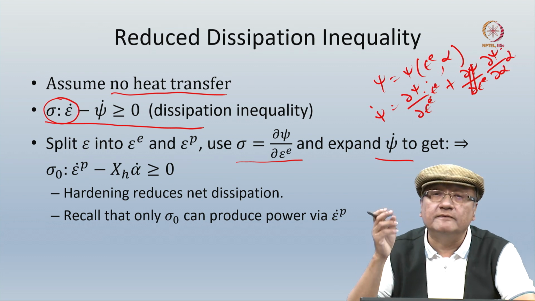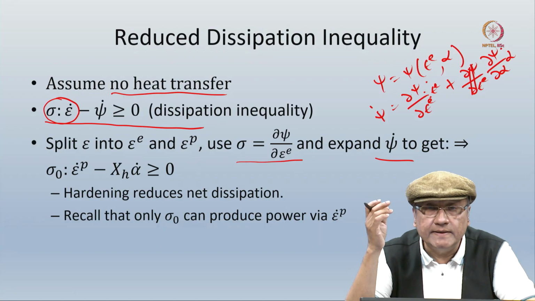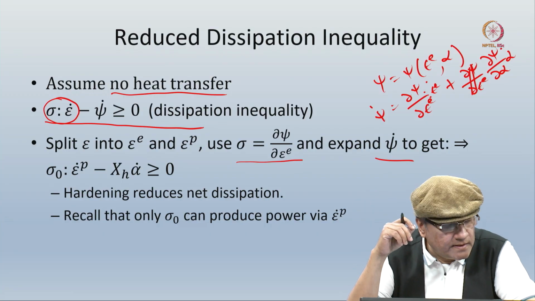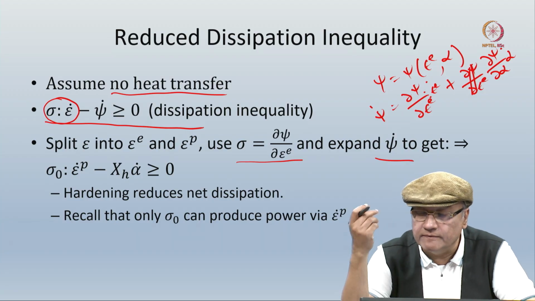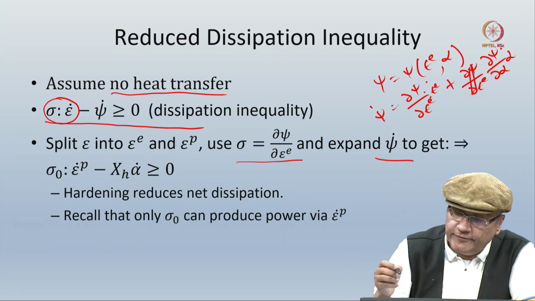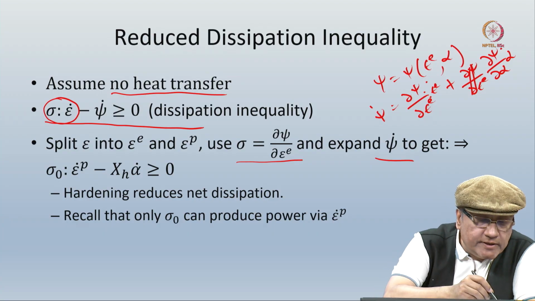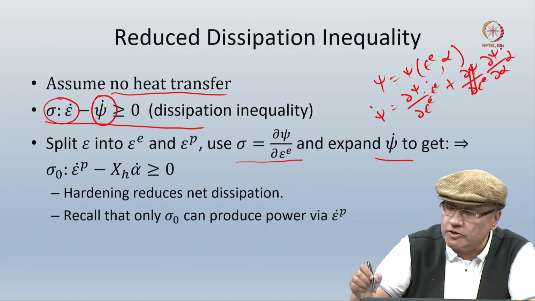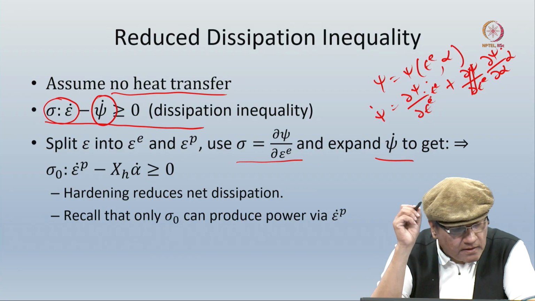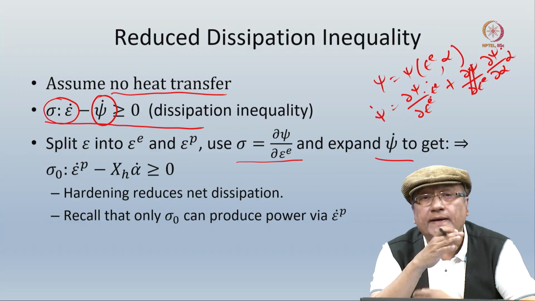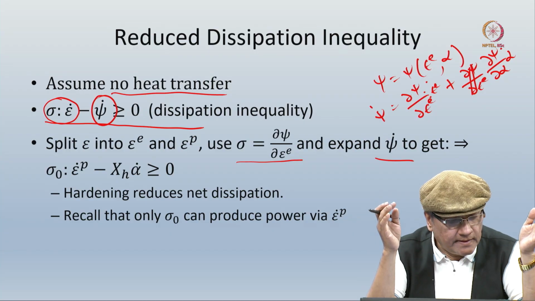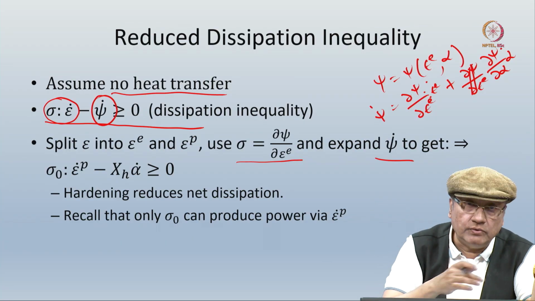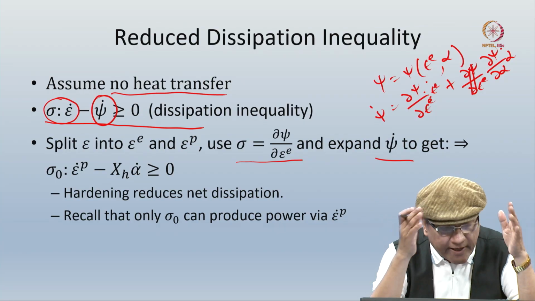So assume that alpha is currently a scalar variable, so that you just multiply del psi by del alpha with alpha dot. Now if you do that and put this into this expression for psi dot here, and then apply the Coleman-Noll procedure, factor them out properly, then what you will lead to, I would ask you to actually do this.